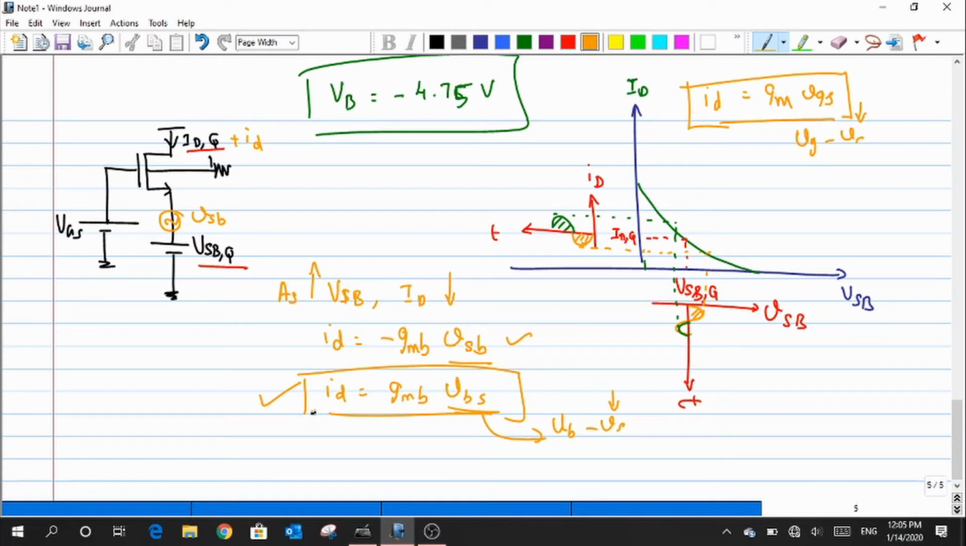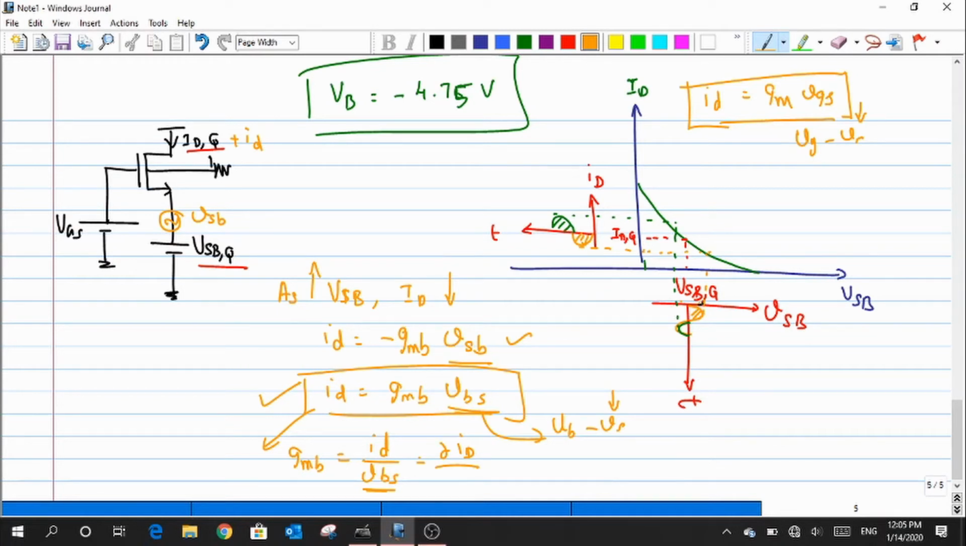Now, currently, I could write this GMB as small ID by small VBS in terms of small signal. But I can also express the same quantity in terms of a first order derivative. How would I express that? Dou composite ID with respect to what? VBS. So what is this quantity? It's a small VBS that wiggles around this Q point. So I have to differentiate around this Q point in order to get this wiggle.